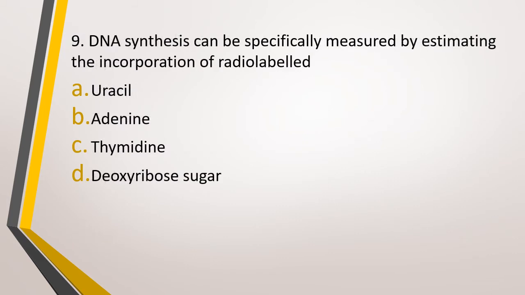Question number 9. DNA synthesis can be specifically measured by estimating the incorporation of radio-labeled. Which of the following 4 in radio-labeled form is used to estimate the DNA synthesis? Option A, uracil. Option B, adenine. Option C, thymine, or option D, deoxyribose sugar. The correct answer is thymidine. Radiolabeled thymidine is used for estimating the amount of DNA synthesized.